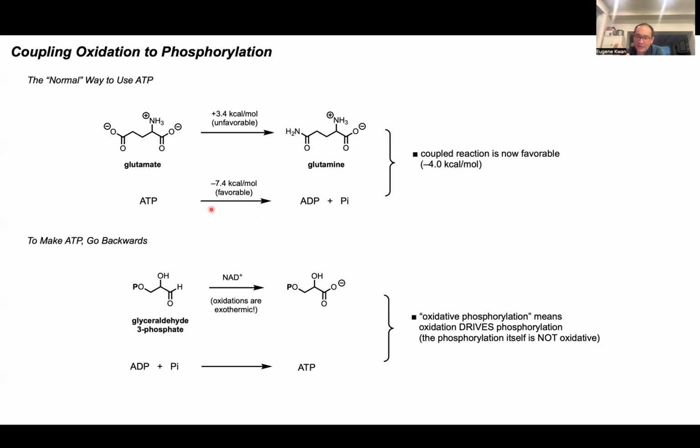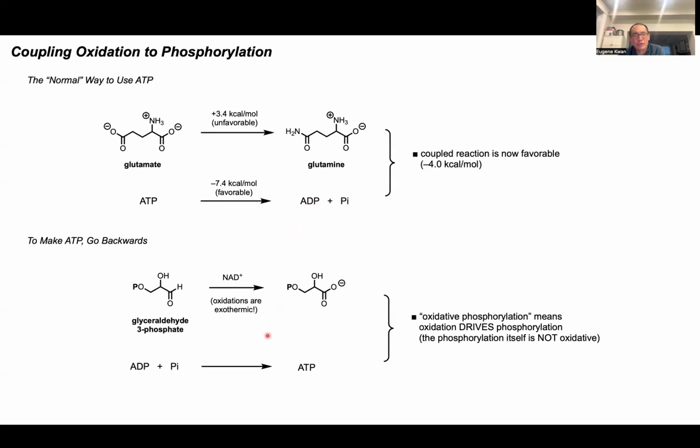All right, so what is that? The normal way, I think, that's easier to think about ATP is that it's a way to drive unfavorable reactions forward, right? So ATP hydrolysis is favorable. So if you want to do something like amidate glutamate to glutamine, which is unfavorable, you can kind of pay for this desired process with this favorable ATP hydrolysis process. Okay, so now if instead of wanting to make an unfavorable chemical reaction happen, we actually want to make ATP from ADP, we just have to run this whole thing in reverse.